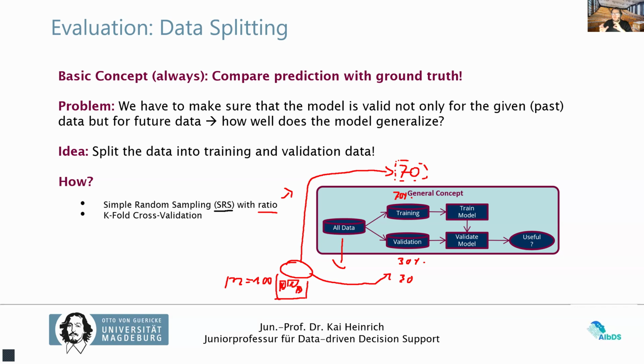There can be no systematic approach, like taking the first 70, because we don't know how they are sorted. So basically this is it. Okay. The next one, the more sophisticated one, is k-fold cross-validation, right?